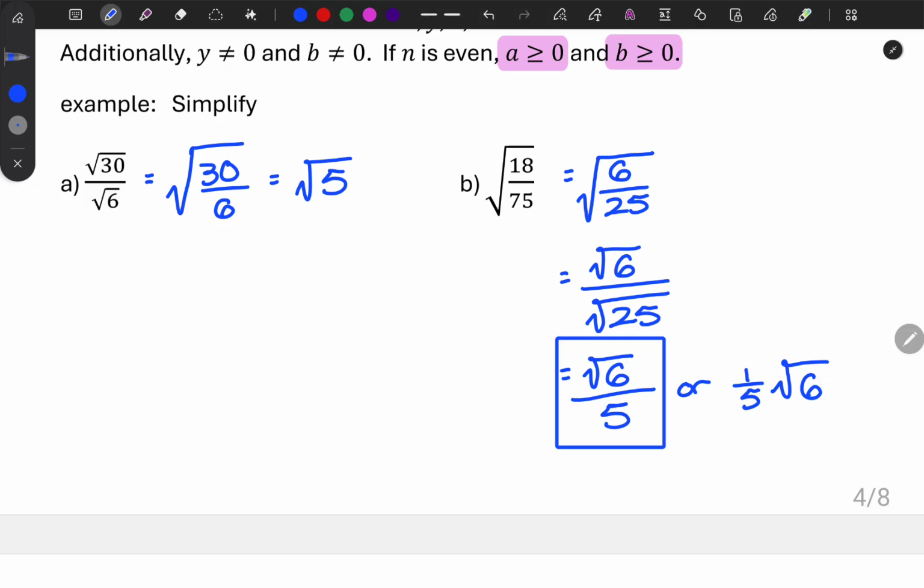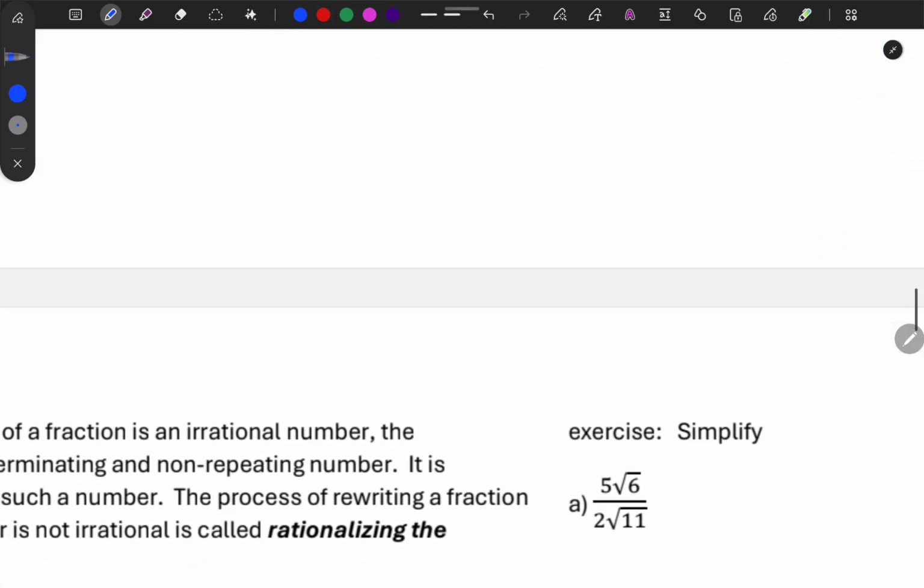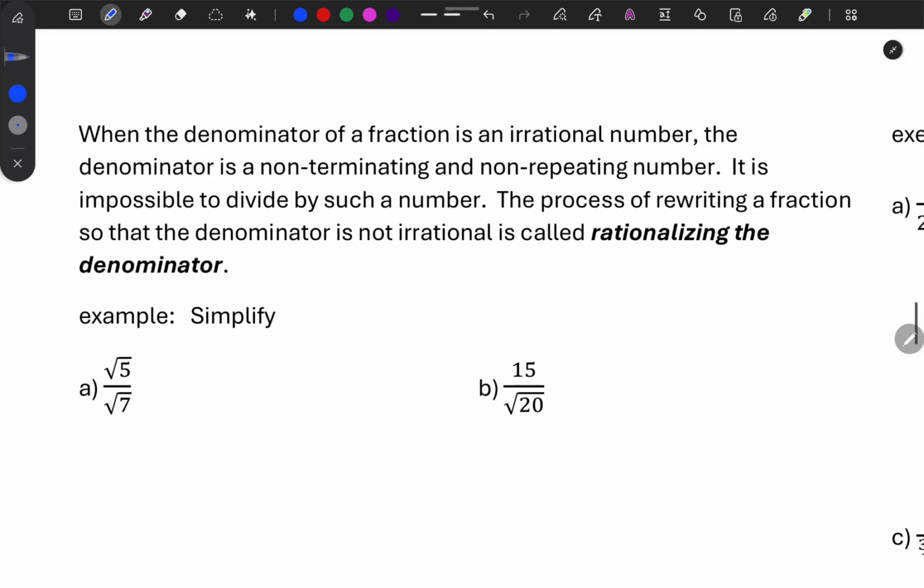Now that one worked out really nicely because we had a radical in the denominator and we were able to evaluate it. Let's look at what happens if you can't do that. In this case, when the denominator of a fraction is an irrational number, the denominator is non-terminating and non-repeating. It means you can't write it as a fraction. As a decimal, the decimal keeps going and does not repeat the same pattern. That makes it difficult, and we say it's impossible to divide by a number like that. So we do not like to have a denominator where the denominator is irrational.